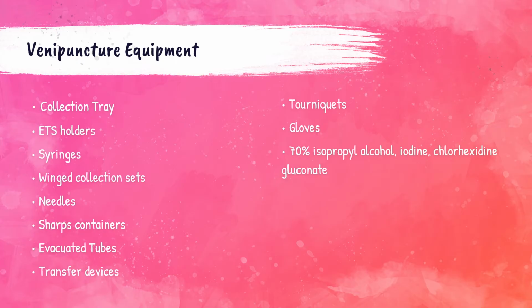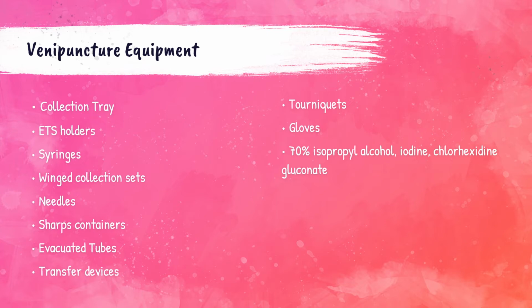Winged collection sets, which are also called butterflies or butterfly needles, are hollow needles that have plastic wings on either side of them, used to access the vein with tubing that is attached. Butterflies are used on people who might be difficult to perform venipuncture on, including the elderly, infants, children, and people who are difficult sticks.